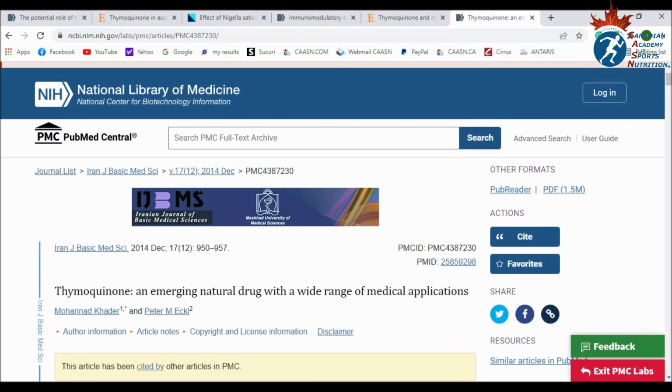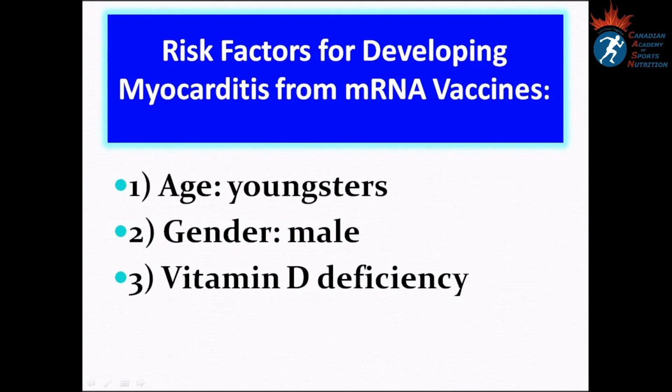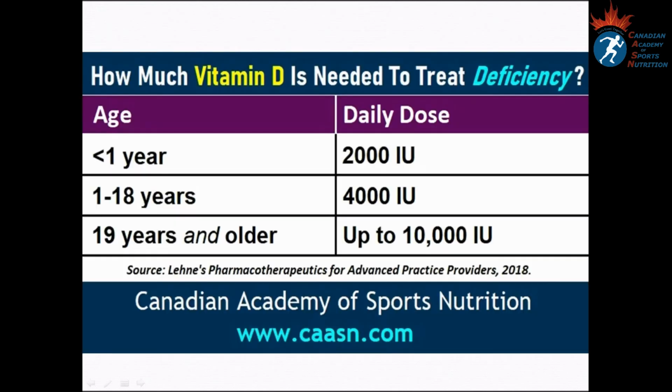2014. Here are the risk factors for developing myocarditis from mRNA vaccines. Age, it is mostly common in youngsters. Gender, we see mostly in male, and definitely vitamin D deficiency. How much vitamin D is needed to treat deficiency? Under 1 year old, 2000 IU per day, 1 to 18 years old, 4000 IU per day, 19 years old and older, up to 10,000 IU per day. Actually, you can take 10,000 to 15,000 IU per day, and it is totally safe.